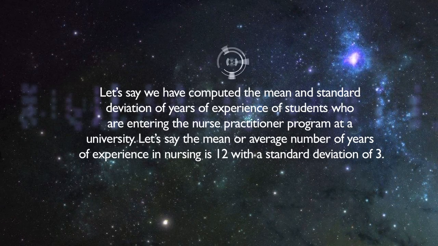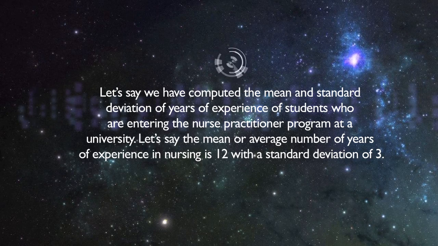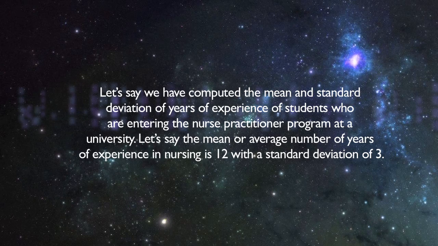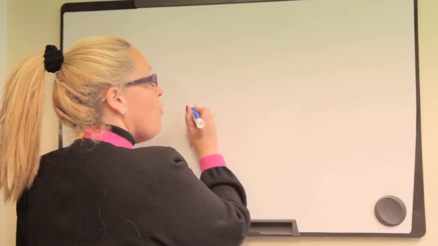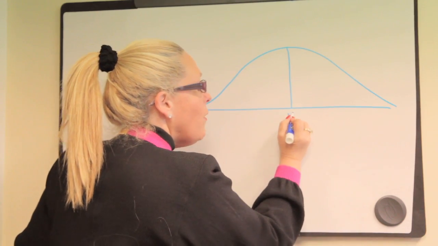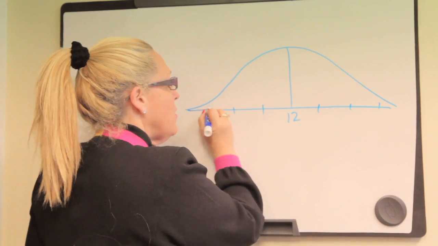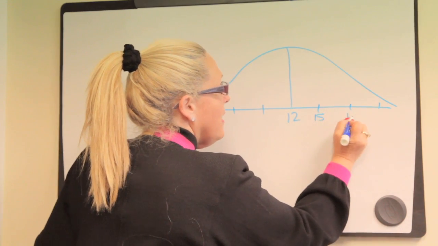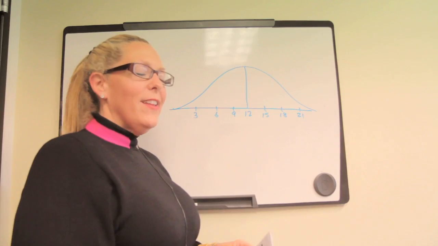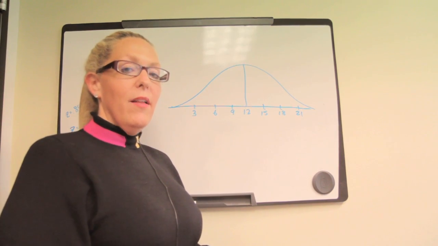Let's say we have computed the mean and standard deviation of years of experience of students who are entering the nurse practitioner program at a given university. Let's say the mean or average number of years of experience in nursing is 12 with a standard deviation of 3. So if we draw a normal curve, we put the mean of 12 years of experience in nursing and then 3 standard deviations to the right and 3 standard deviations to the left. We have 15, 18, 21, and we subtract 9, 6, and 3. Okay, let's say I want to find the number of years of experience you would have to have if you were in the 80th percentile.